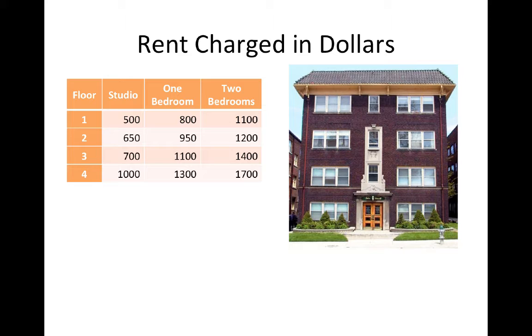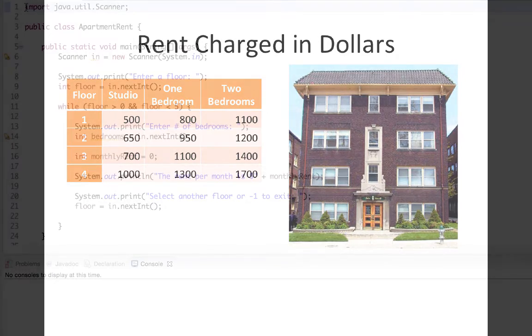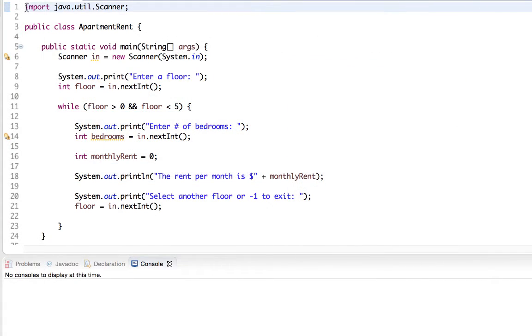Let's turn this matrix into a program that asks our users for the floor they live on and how many bedrooms they have, and it will return the monthly rent to them. In the apartment rent class, I've already prompted the user to enter a floor and enter the number of bedrooms, and I've captured both of those numbers into an integer. I've created a monthly rent variable that will update according to the number of bedrooms in the floor that they enter. I've also provided an output and a method to ask the user to select another floor or to exit out of our loop. Now we need to take our table and turn it into a 2-dimensional array.